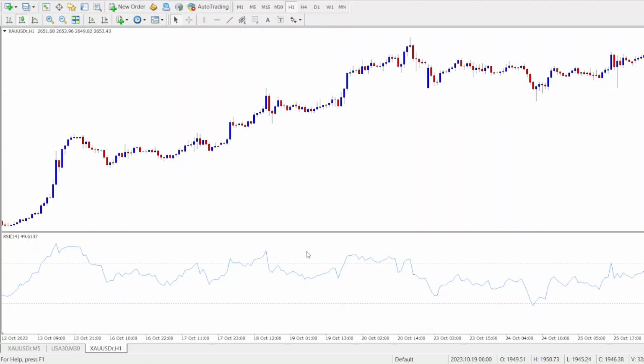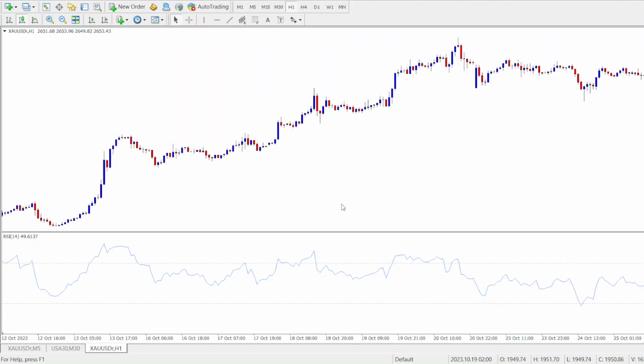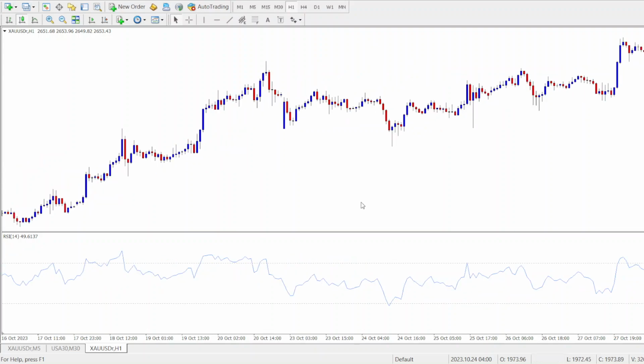The RSI is a momentum indicator. It's one of the most popular momentum oscillators in the market, and it helps traders to identify overbought and oversold conditions in the market. Many traders use the RSI in their trading strategy. Now, how do you understand the RSI? Let us first of all identify the RSI levels.